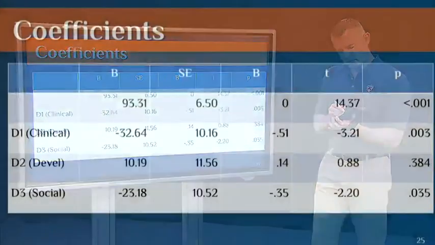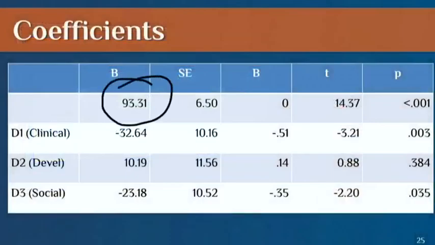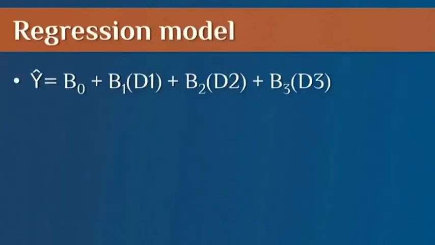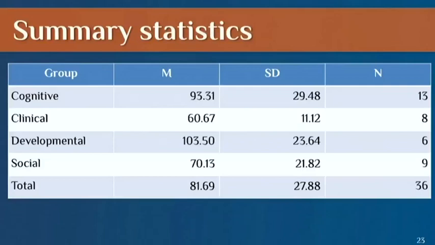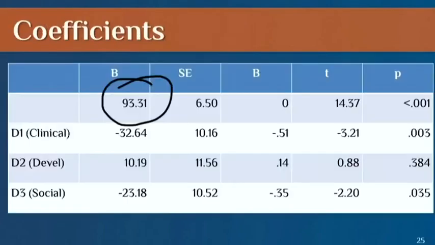This first number here is the regression constant. That's the predicted score when all x's are 0, so that's the predicted score for cognitive. If I go back and look at the mean for cognitive, it was 93.31, and that's exactly what I get for the regression constant. It's the mean for cognitive because I made cognitive the reference group.